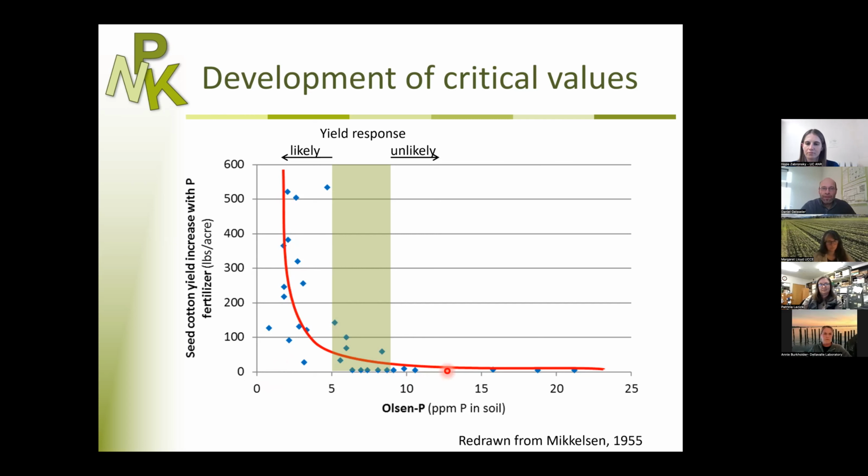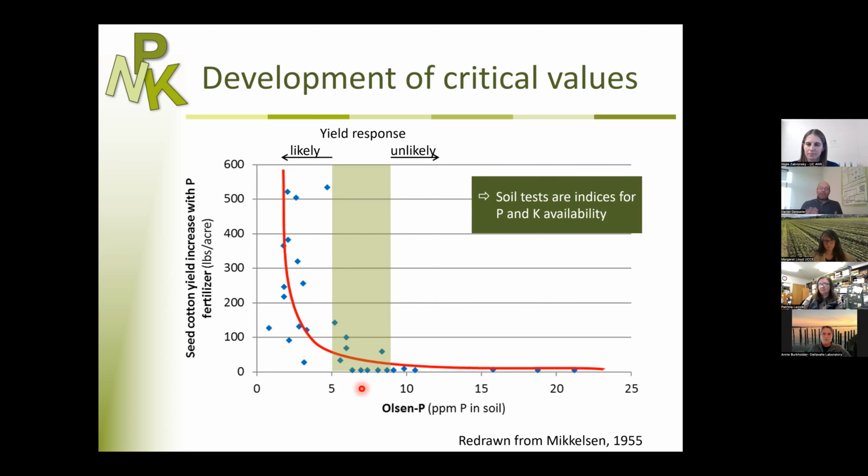And so below 5 would be considered low, above 8 would be considered high, and the adequate range is somewhere between 5 and 8, where you can see some fields had a positive response, other fields did not respond. So that's how these recommendations were developed. And these trials were done for the different nutrients and for different crops.